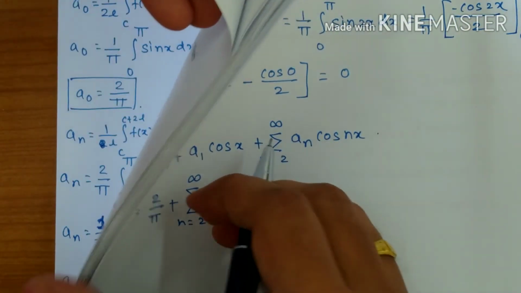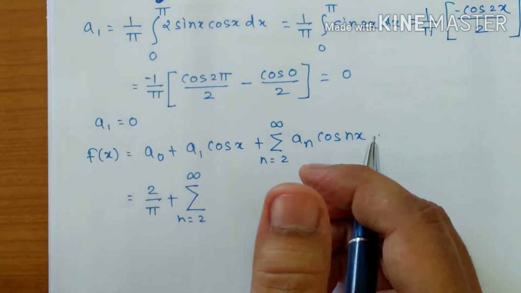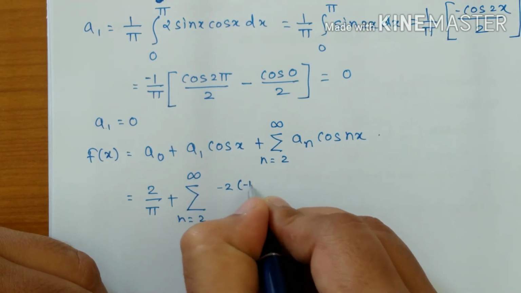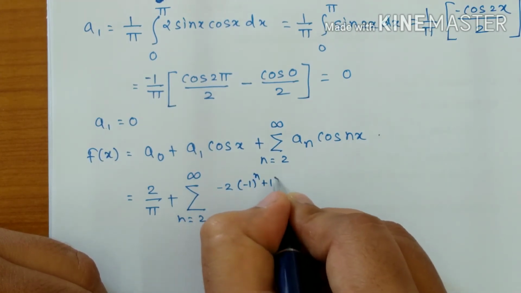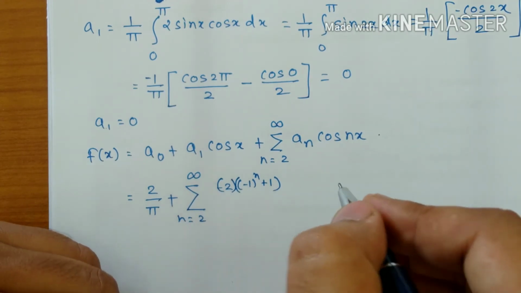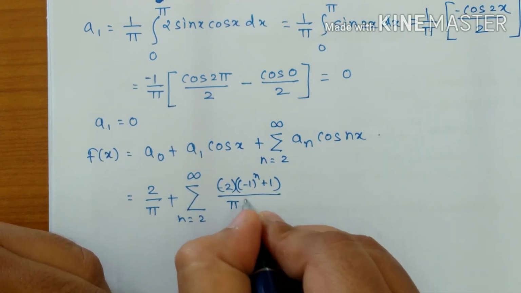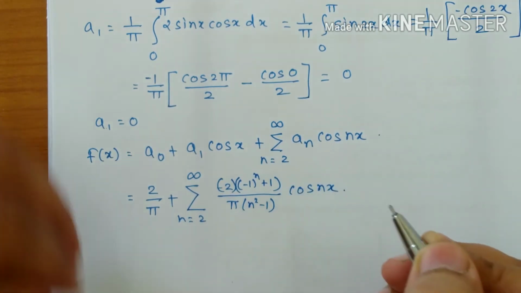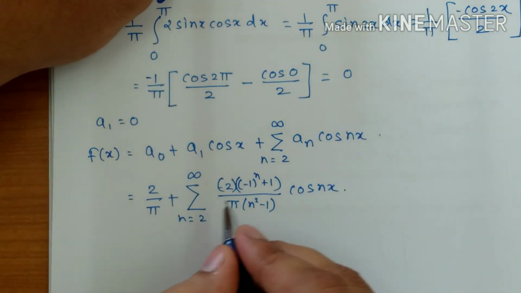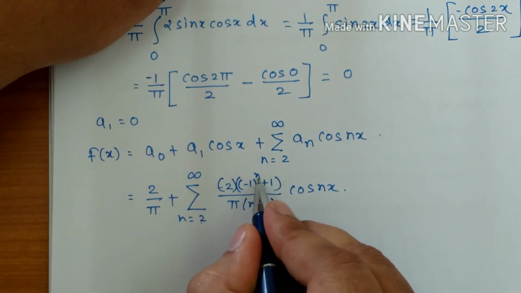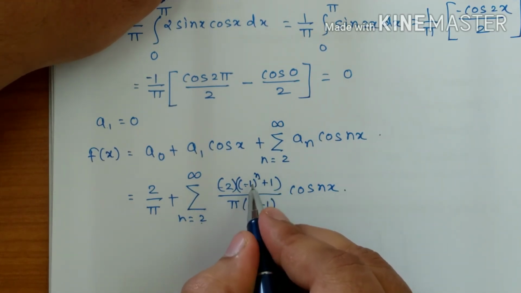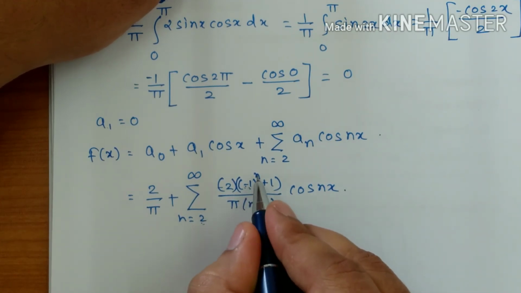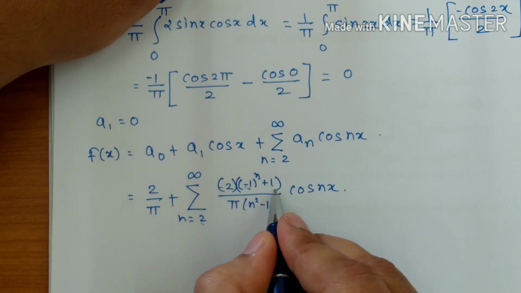Just a minute, I need to check the value of an. Okay, the value of an is minus 2 times minus 1 raised to n plus 1, whole divided by pi into n square minus 1, into cos nx. Now n takes the values 2, 3, 4, 5 like this. If I substitute n as 2, we get minus 1 square, that is plus 1, 1 plus 1 becomes 2. When n becomes 3, we get minus 1 cube, that is minus 1. Minus 1 plus 1 becomes 0.